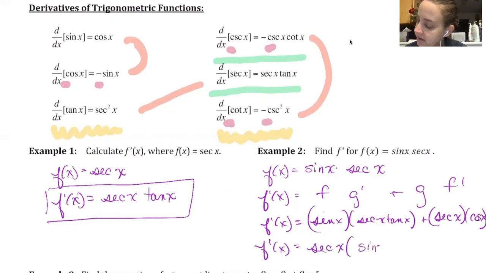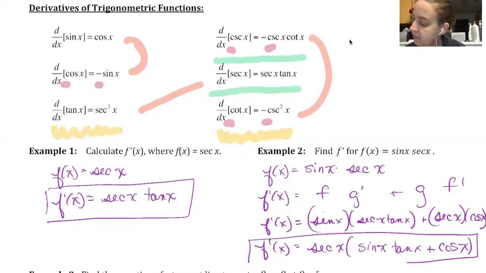So I have a sine of x, tangent x, plus cosine of x. And that, folks, is really it. There's nothing else to do. So as we learn these derivative rules, keep in mind that they can all be piled on together. They can be used in the same problem. They will be used in the same problem.